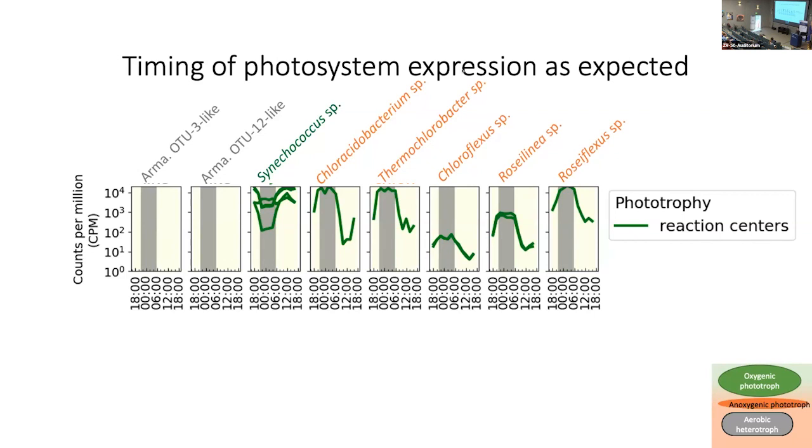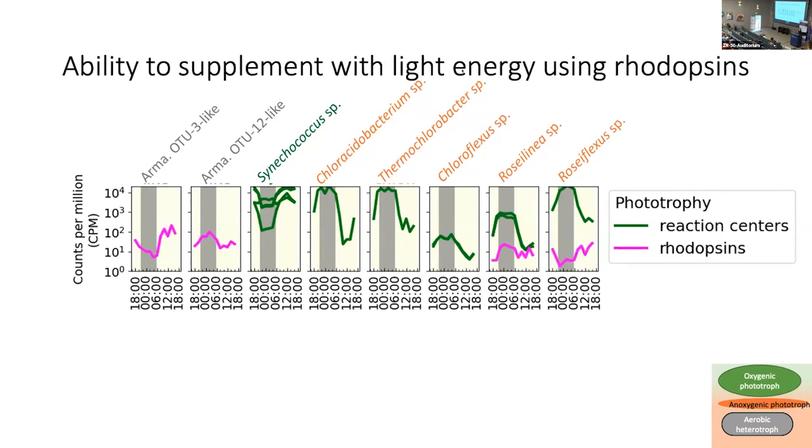We then looked at the expression of rhodopsins, and so our 2 Armatimonadota species do both express rhodopsin, so that does suggest they are possibly actively using the rhodopsin in the mat. We also observed the expression of rhodopsin in 2 of our Chloroflexota anoxygenic phototrophs. So these guys are going to be able to do both chlorophototrophy and rhodopsin-based phototrophy.